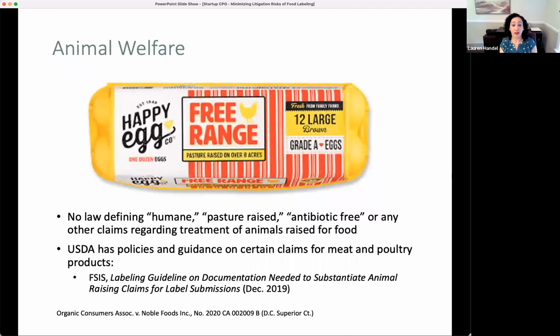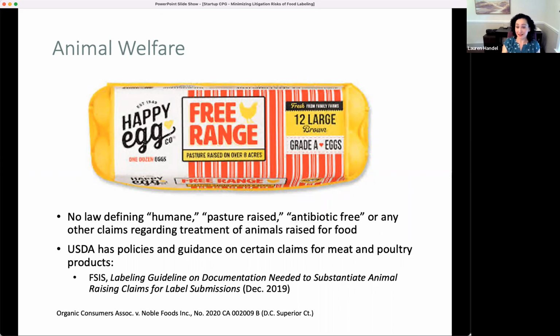Representations around how animals are raised and treated. So I mentioned before that USDA has to pre-approve labels. So if you were to make on a meat or poultry product a claim about animal welfare, you'd have to submit substantiation of some kind to USDA to back that up, and it would have to be approved. And in that case, you actually would have a very strong defense, because it's under a doctrine called preemption, because federal law has basically blessed your label, and therefore state law can't be used to attack it.